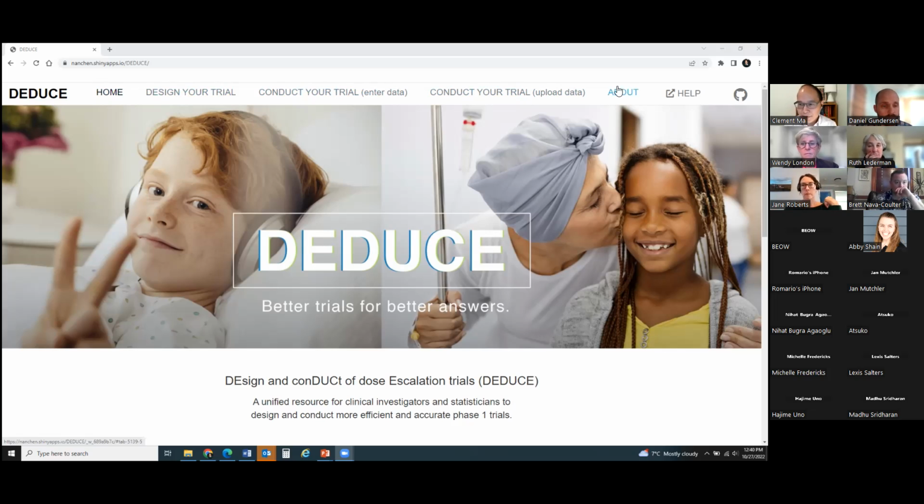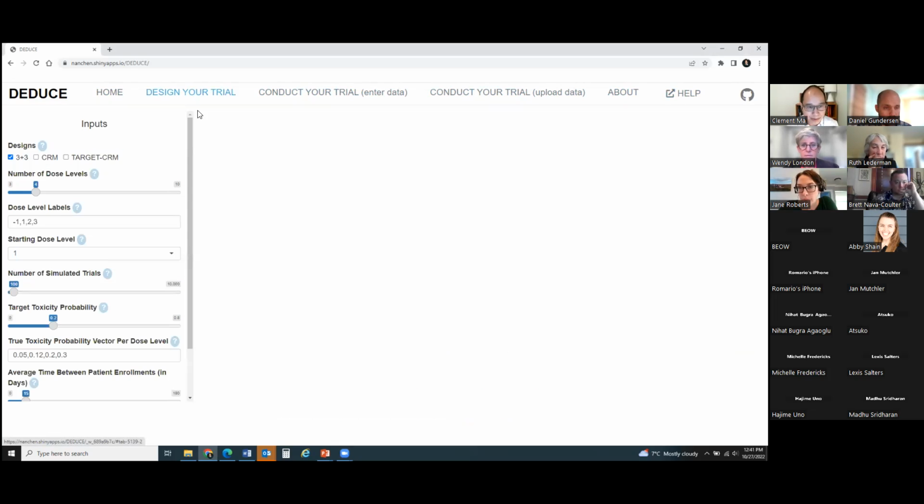We have some information in the about tab. And then if you're looking for more detailed documentation, you can pull up the help tab, and this opens up a separate PDF file with the detailed information for using the app. So I'm going to start off with the design module. So I'm going to click up here.